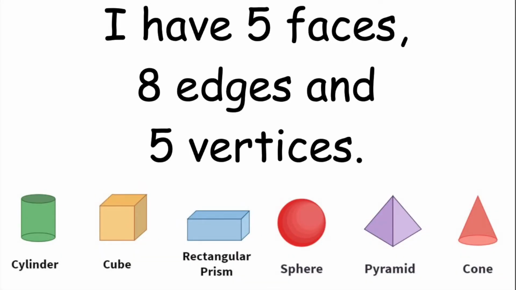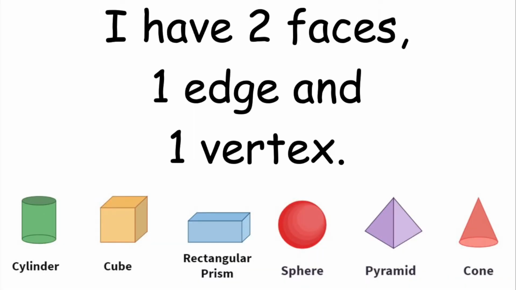What shape am I? I have 5 faces, 8 edges, and 5 vertices. Pause the video and have a think. I'm a pyramid. What shape am I? I have 2 faces, 1 edge, and 1 vertex. Pause the video and think. I am a cone.